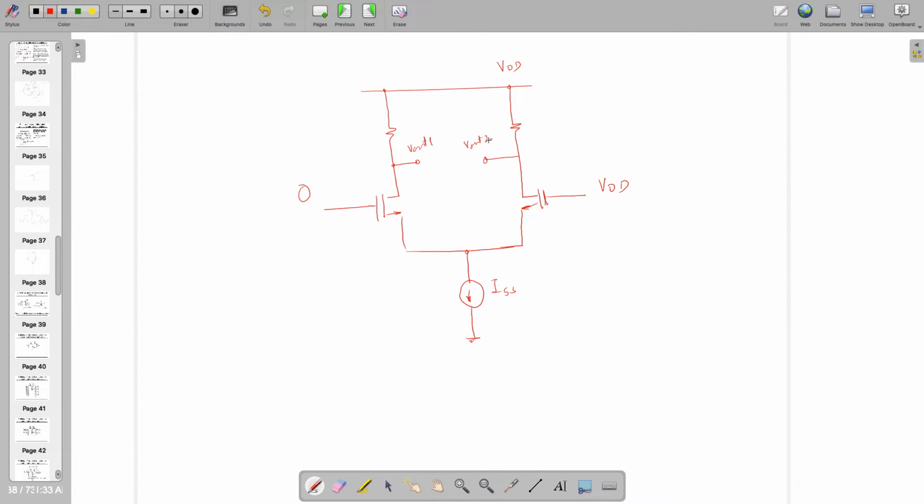So notably, when I'm applying 0 over here, this is going off, and V out 1 becomes the current flowing through this one, ID1 and ID2. This is RD, by the way. V out 1 is nothing but VDD minus ID1 RD, where ID1 is 0, right? Because it's in cutoff. 0 volt available at this transistor means it's in cutoff.